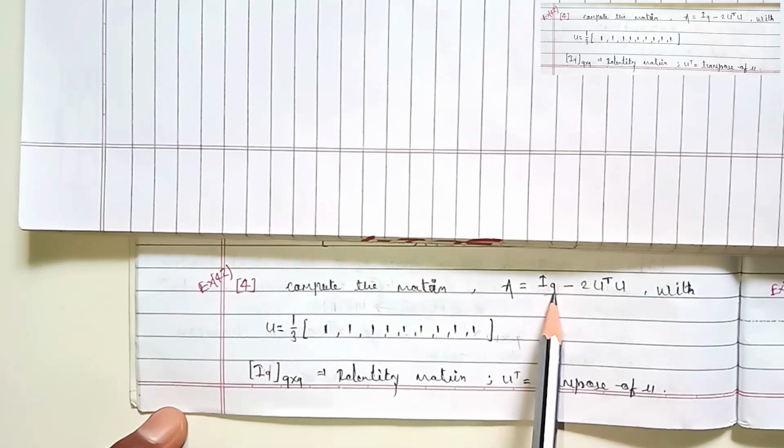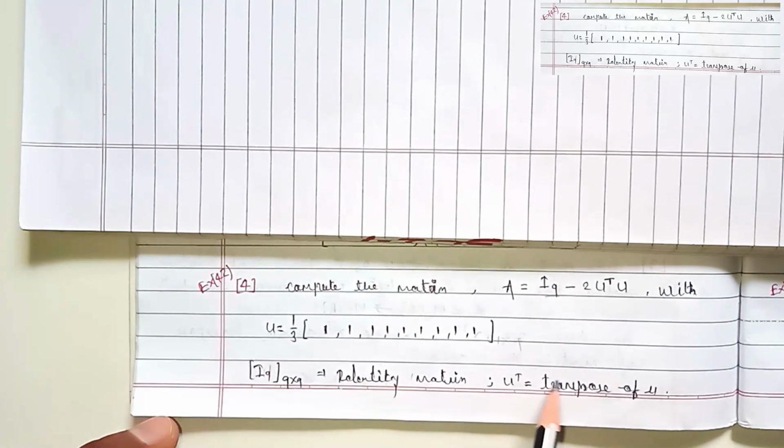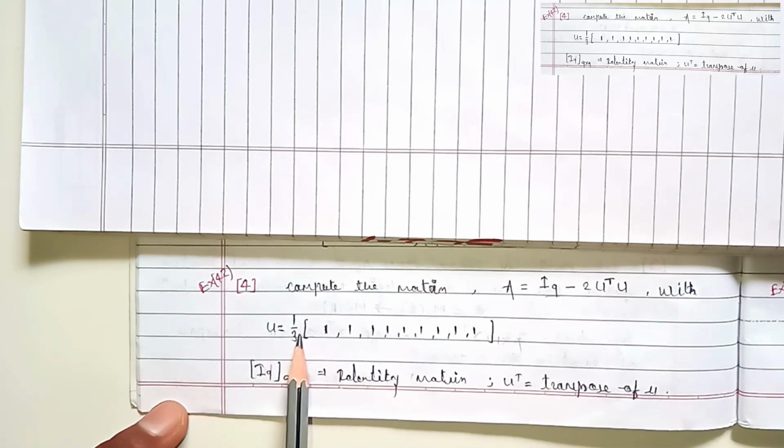Again, I9 means here we have the 9 by 9 identity matrix. U transpose is the transpose of U, and we have to build U transpose and U from this.